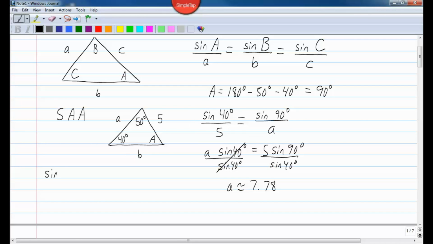So my next equation is going to be the sine of 40 degrees over 5 equals, now if I want to solve for side B, I have to use side B and the angle across from it, which is 50 degrees. So sine of 40 degrees over 5 equals sine of 50 degrees over B. Alright, so to solve for side B, cross multiply. So you have B times the sine of 40 degrees equals 5 times the sine of 50 degrees. And then to get B by itself, you divide both sides by the sine of 40 degrees.